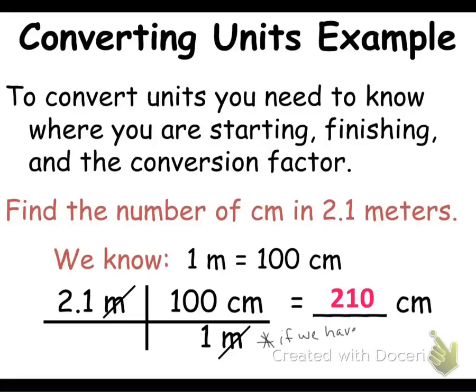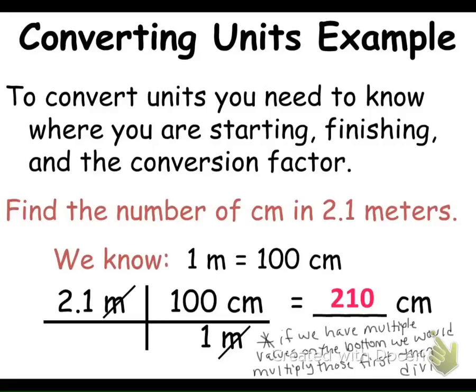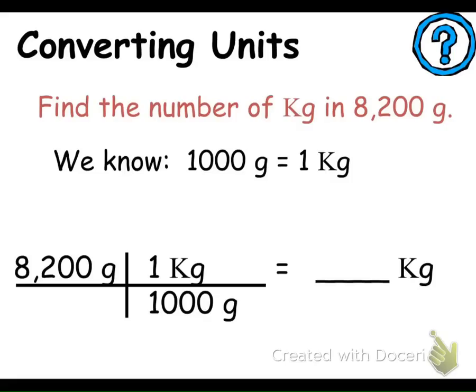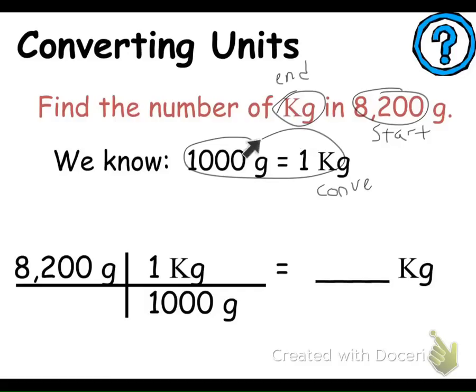Then we want to understand that if I have multiple values either on the top or on the bottom, we want to make sure that we multiply everything first across and then divide, so that we don't mess up our order of operations in our calculators. So then in this question right here, we know this is what we're starting with, here's what we want to end with, and we know our conversion unit, so we're always going to put what we know in this upper left-hand corner here.